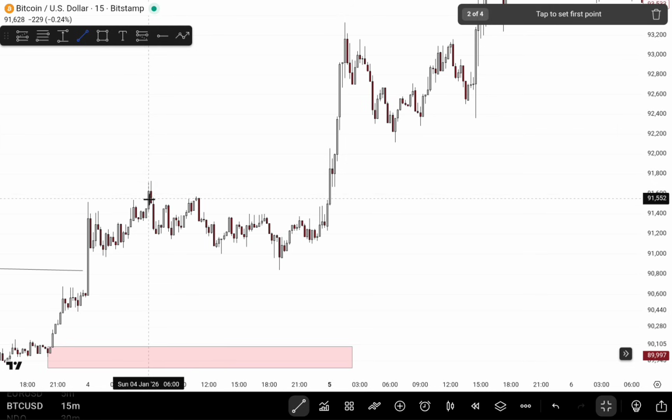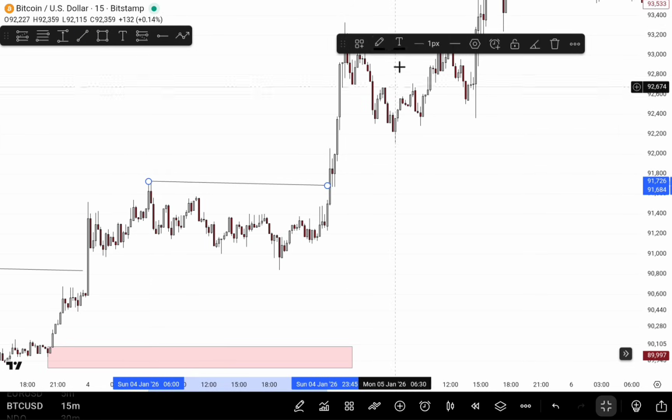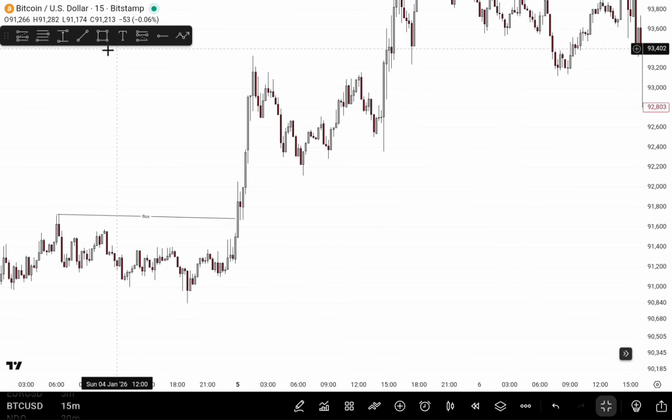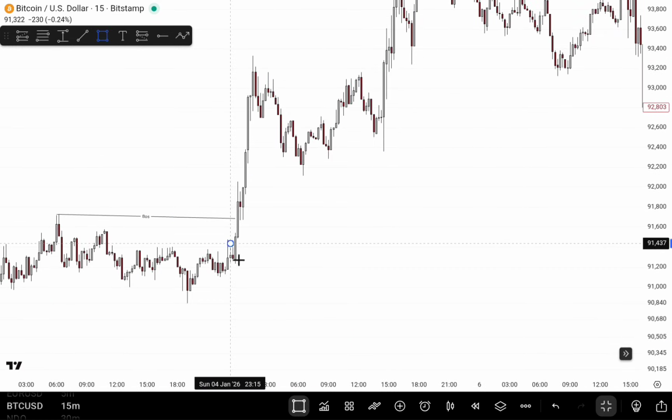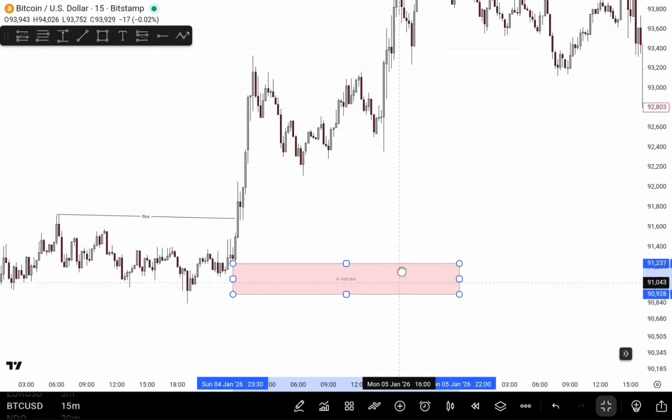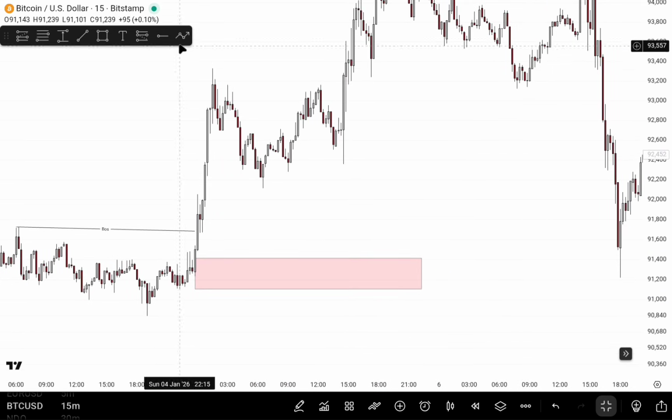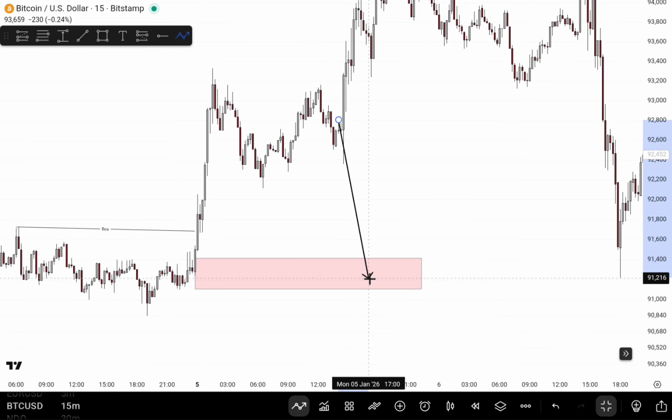All right. So we also have this break of structure to the upside at this spot. Initially we are waiting for price to return back to this order block to take a trade from. All right. So price did not return at this spot.